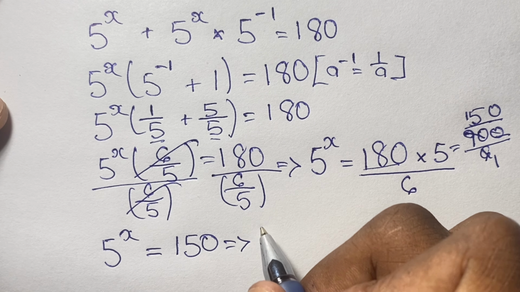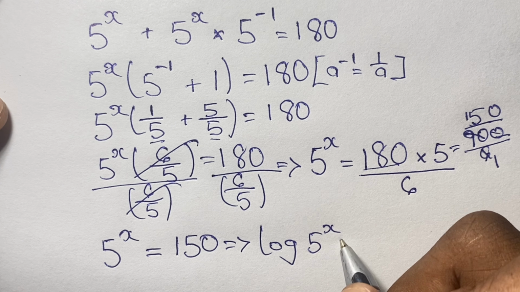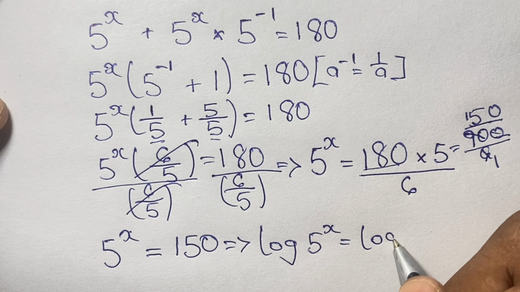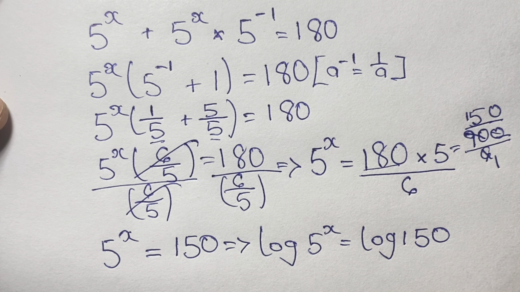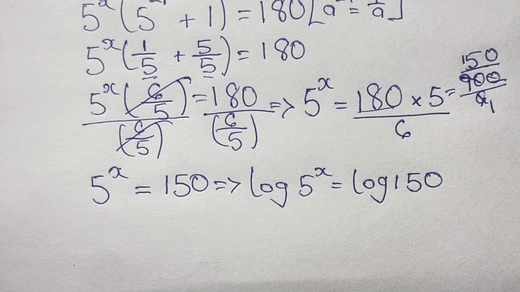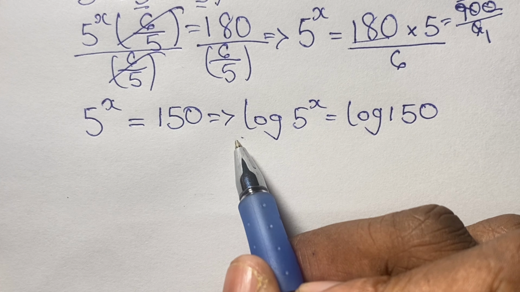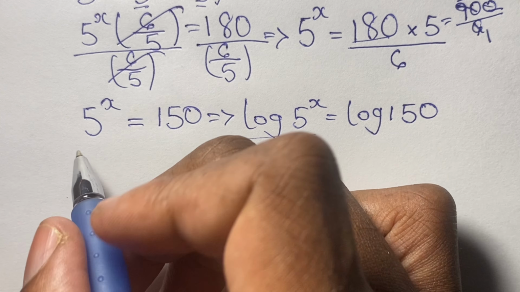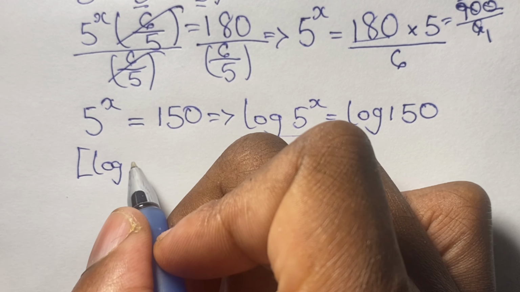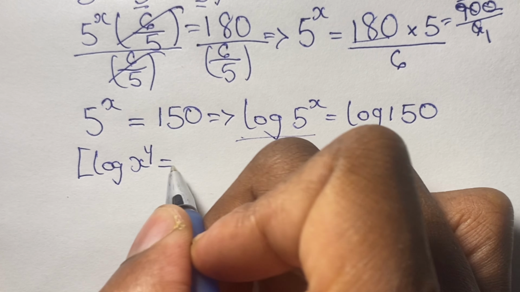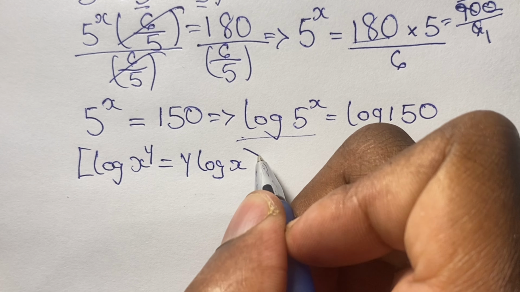Now in order to solve x we need to take log. So we take the log of 5 to the power of x is equal to the log of 150. Now from here where we have log 5 to the power of x, we can simplify this using this logarithm rule, where it states that log x to the power of y is equal to, we take the exponent which is y, so we say y log x.